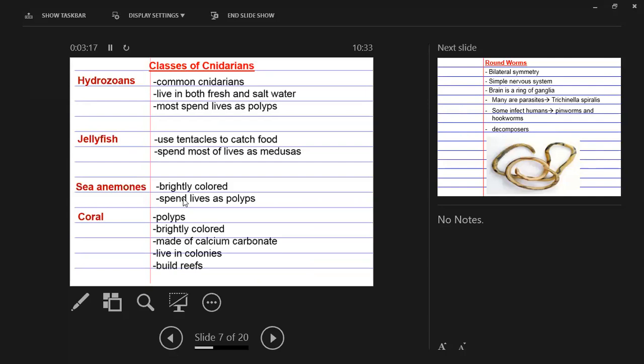Classes of cnidarians, we need only jellyfish, sea anemones, coral. Only these. The kinds or classes of cnidarians: jellyfish, sea anemones, coral. Concentrate on these three kinds. 1, 2, 3.